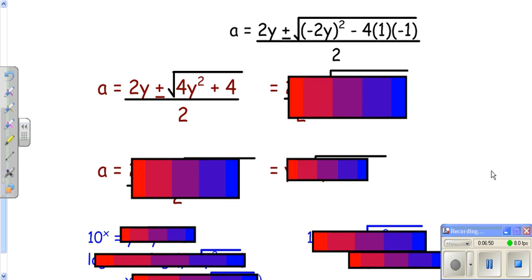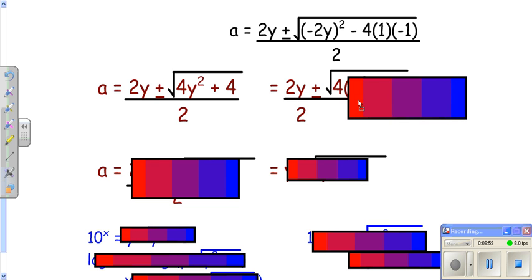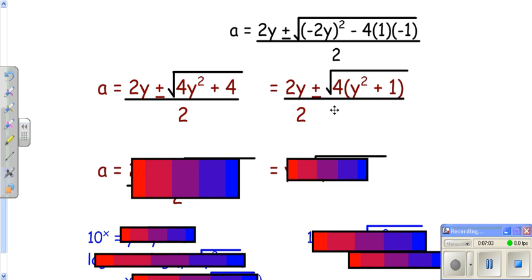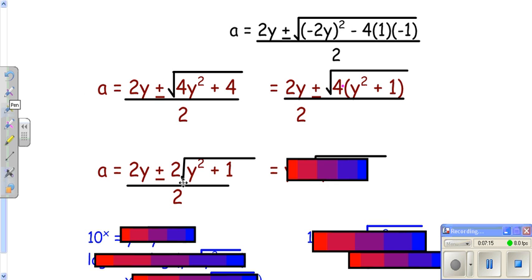Our root does end up simplifying because you'll notice you have a 4y squared plus a 4. You have a common factor of a 4, so you can pull that 4 out, factor it out, but it's still inside of the root. When you have two things multiplied together in a root, you can take the square root of the first one and then the square root of the second one. The square root of that 4 is your 2. Square root of your parentheses stays there.